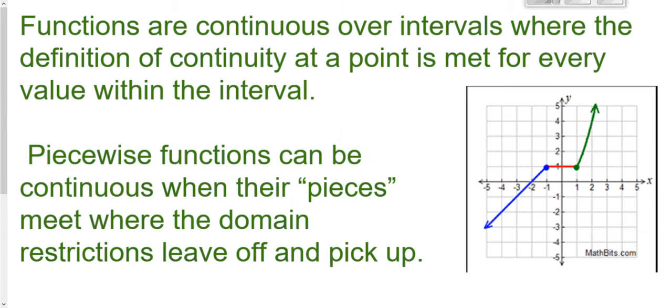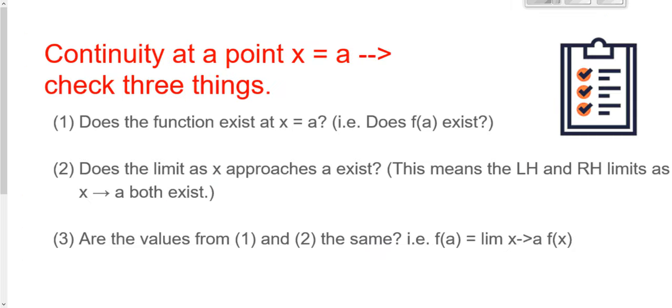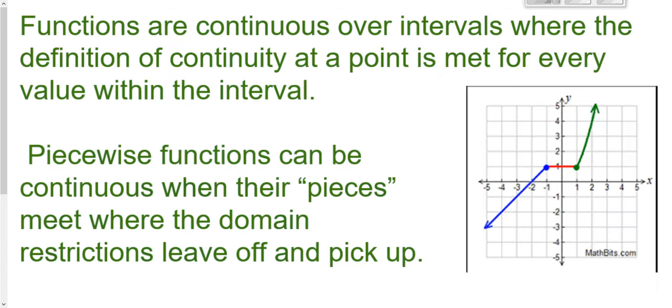Okay, so I will read to you. Functions are continuous over intervals where the definition of continuity at a point is met for every value within that interval. So even though this definition is about being continuous at a particular location, generally speaking, we often will be more concerned about over what intervals this function is continuous.